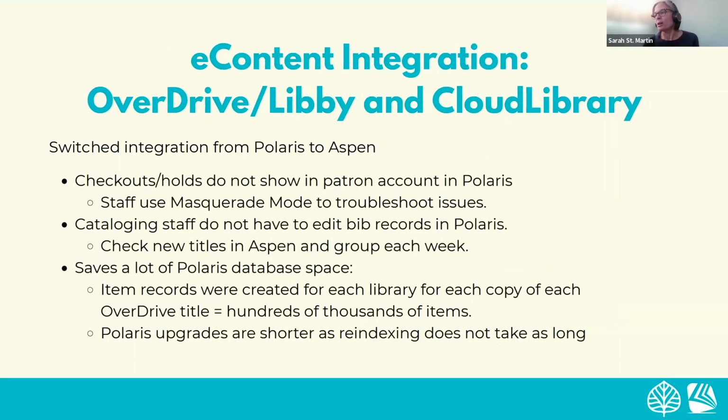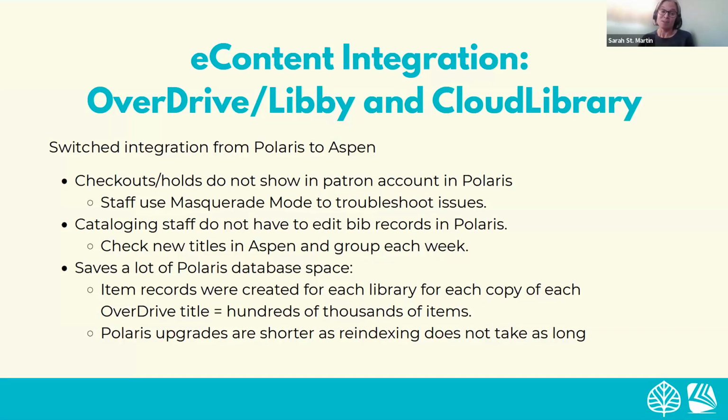So we switched our integration for Libby and Cloud Library from Polaris to Aspen when we went live with Aspen. And some of the differences are the checkouts and holds do not show in a patron account in Polaris, but staff just use Masquerade mode to troubleshoot issues for that. Cataloging staff used to do a lot of editing to the bib records in Polaris for these ebooks and the audiobooks. Now they don't have to do that at all. All they do is they check new titles each week in Aspen and they group them if they're not grouped.